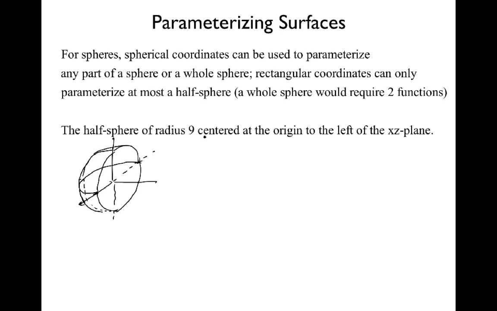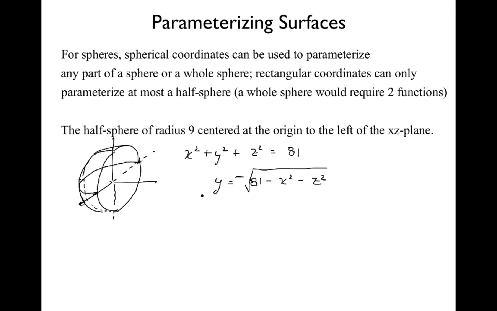And so if we did this in rectangular coordinates, we know that the equation of that sphere is x squared plus y squared plus z squared equals 81. If we want it to the left of the xz plane, that's y negative. So we want to solve this for y: plus or minus the square root of 81 minus x squared minus z squared. Left half means minus.